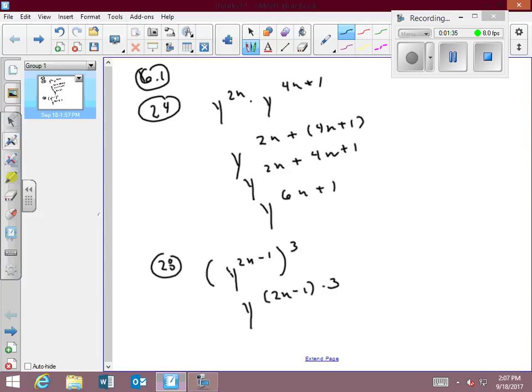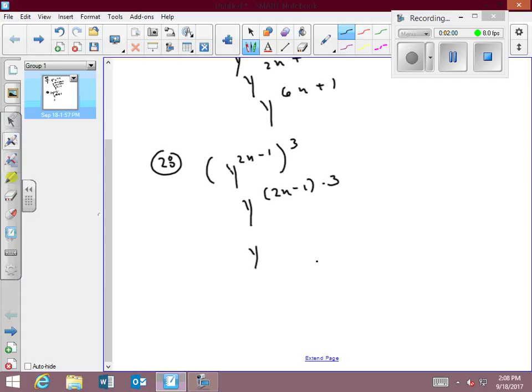It's in that handout, in that little box, it's the first row, second column. That's the application of that particular rule. So then what you have is y to the, distributing the 3 through there, 6n minus 3. So there's what they're looking for.